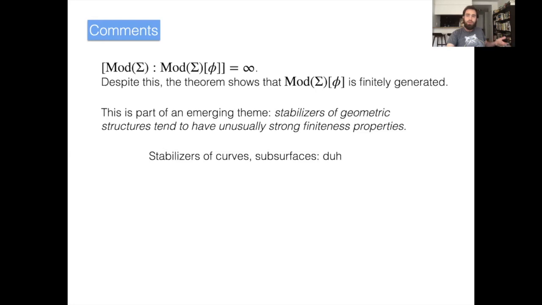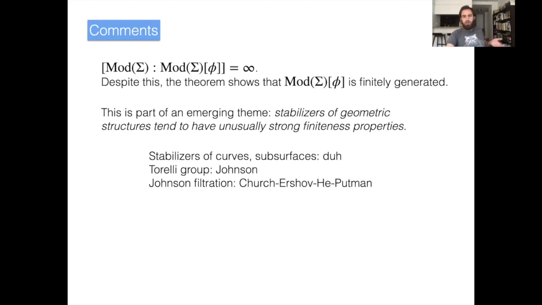We'll see some attributions to other theorems in a second. The Torelli group is also a stabilizer of a geometric structure. It's the stabilizer of a marking in homology. And this, of course, is the famous theorem of Dennis Johnson. More recently, the full Johnson filtration, if you happen to know what that is, was also shown to be finitely generated. I think this was even more surprising than finite generation of the Torelli group. The relevant names here are Church, Ershov, Hay, and Putman.